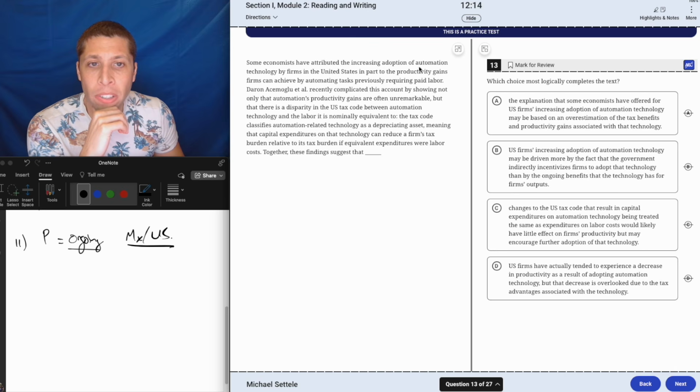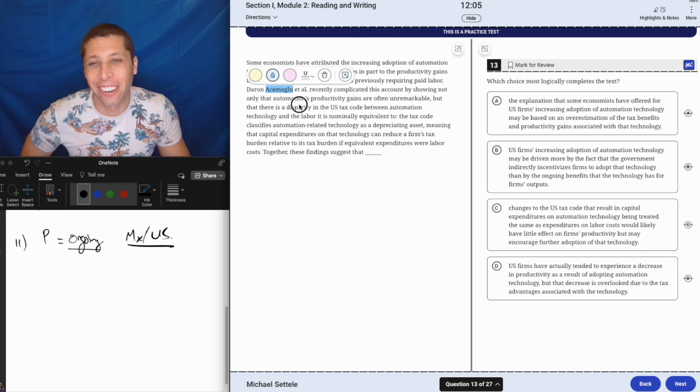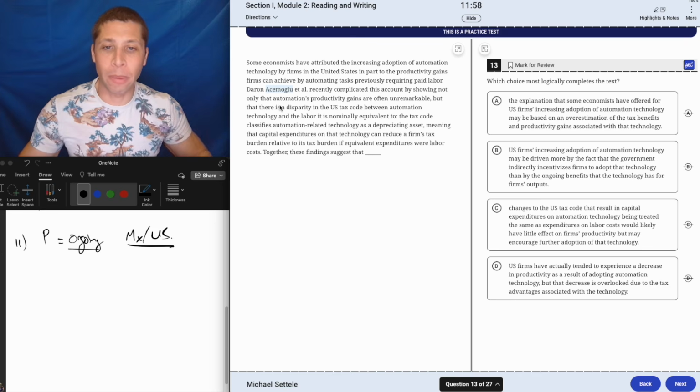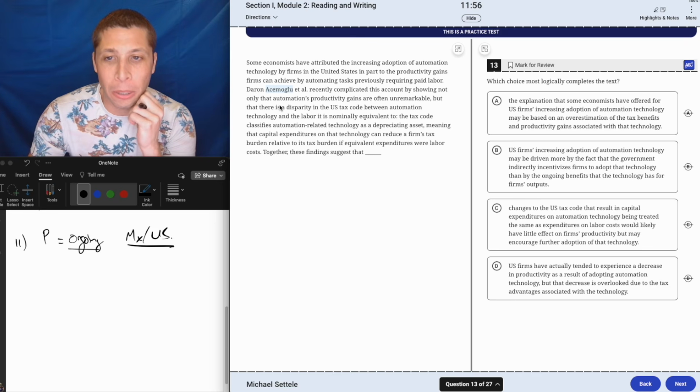Some economists attribute the increasing adoption of automation technology by firms in the United States in part to the productivity gains firms can achieve by automating tasks previously requiring paid labor. Oh, I think I know this. I know this name too. I've seen this question. This one is hard. Recently, researchers complicated this account by showing not only that automation's productivity gains are often unremarkable, but that there is a disparity in the U.S. tax code between automation technology and the labor it is nominally equivalent to. The tax code classifies automation-related technology as a depreciating asset, meaning that capital expenditures on that technology can reduce a firm's tax burden relative to its tax burden if equivalent expenditures were labor costs.